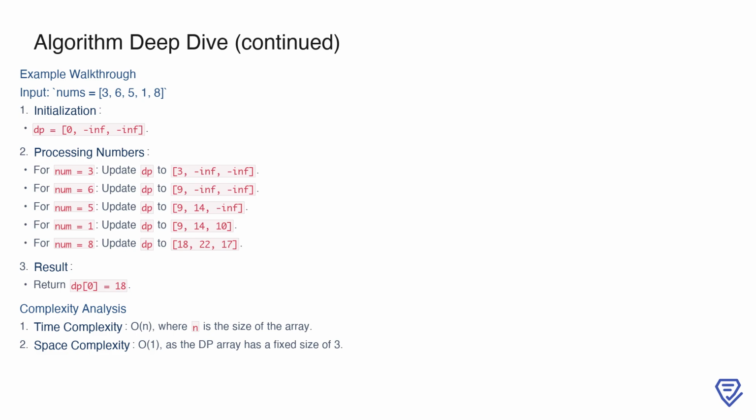The time complexity of this process is O(n), as we only iterate through the array once, and the space complexity is O(1), thanks to the fixed-size dp array.